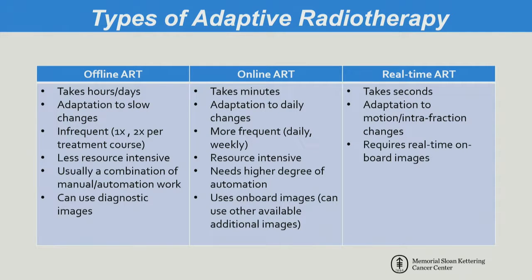Online takes minutes. You adapt to daily changes. You do that more frequently, maybe daily, maybe weekly. It's resource intensive. You need everyone ready for that at that moment. And because we need it now, it really requires a higher degree of automation, or it will really benefit from a higher degree of automation, and uses the onboard images for adaptation. And then real-time adaptive, so this is more related to motion management. It takes seconds and adapts to motion.